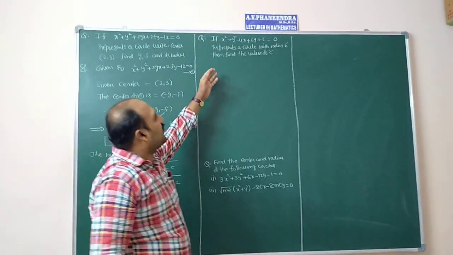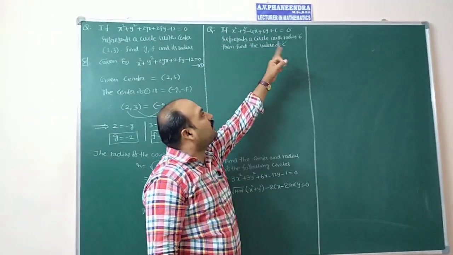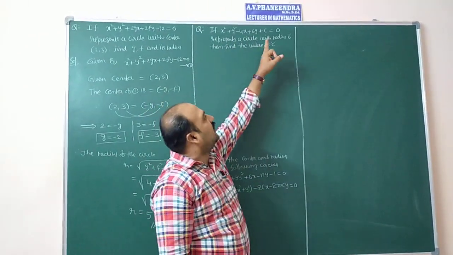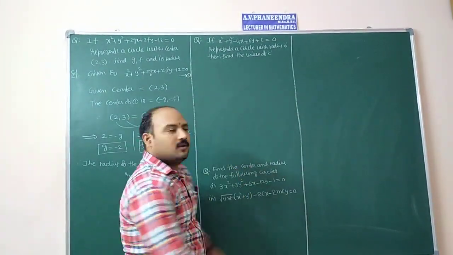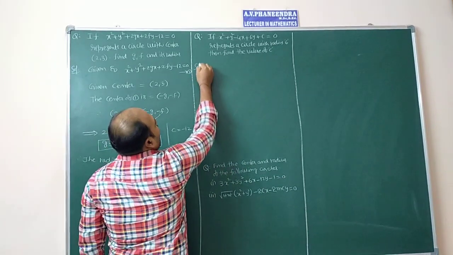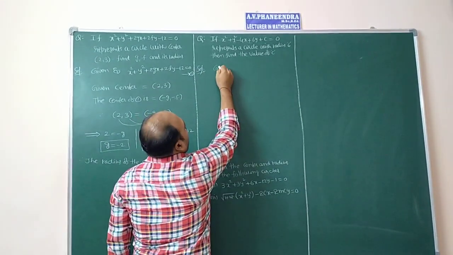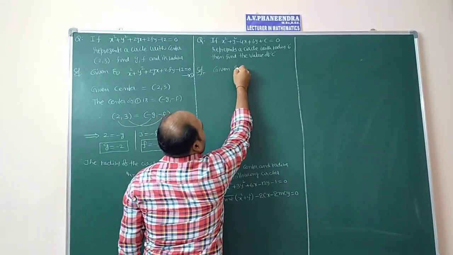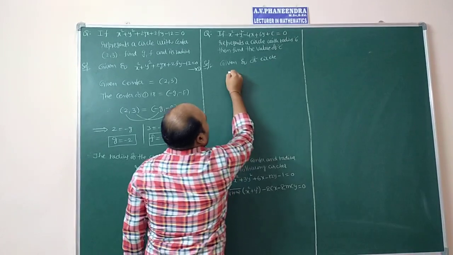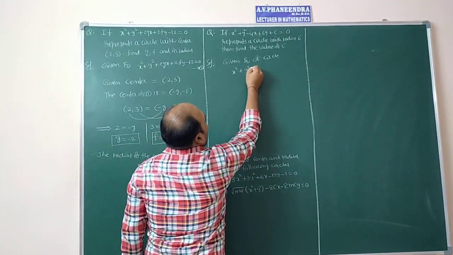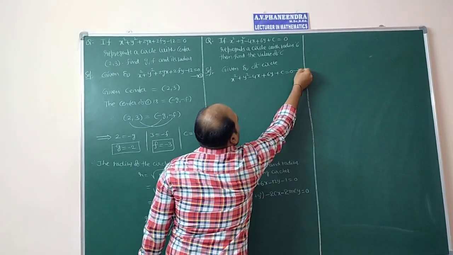Come to the next question. If x square plus y square minus 4x plus 6y plus c equal to 0 represents a circle with radius 6, then find the value of c. So here, first given equation of circle. Represents a circle means given circle. Given equation of circle, x square plus y square minus 4x plus 6y plus c equal to 0.